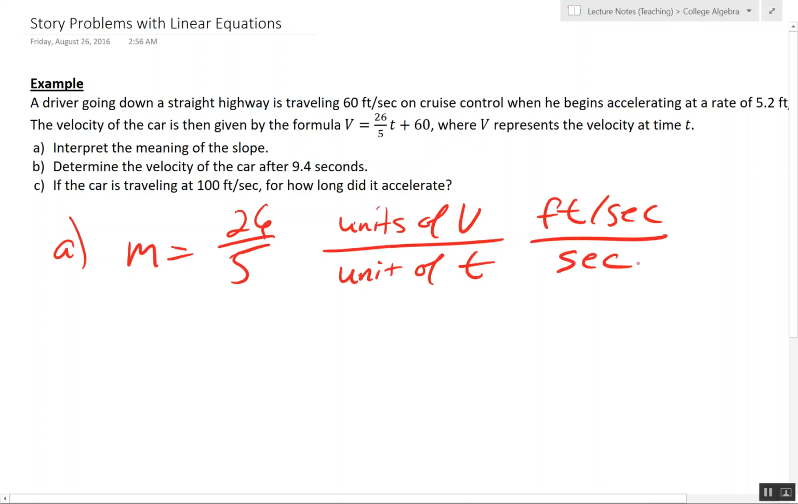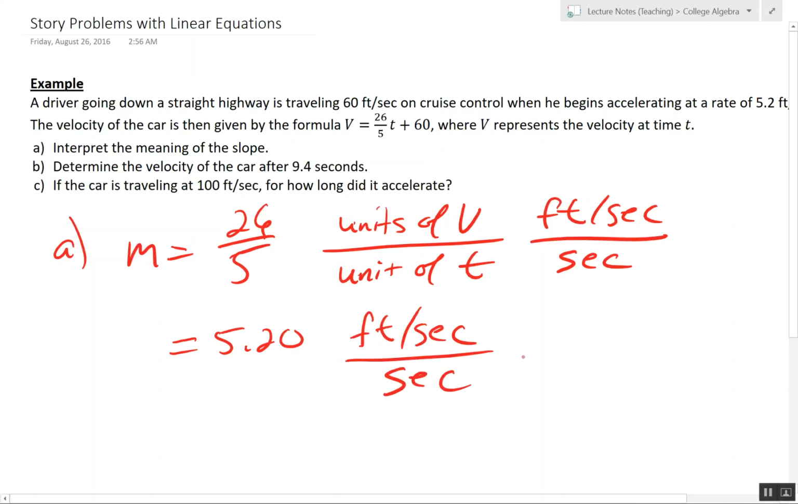So one way to think about interpreting this is that every 5 seconds our velocity increases by 26 feet per second. But another way to think about this is we do the actual division. Like I said before, this is equal to 5.2. And so this is feet per second per second, which is also abbreviated as feet per second squared. And what this says is that for every second, our velocity is increasing by 5.2 feet per second.